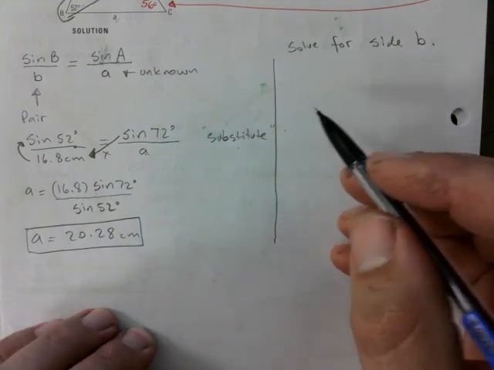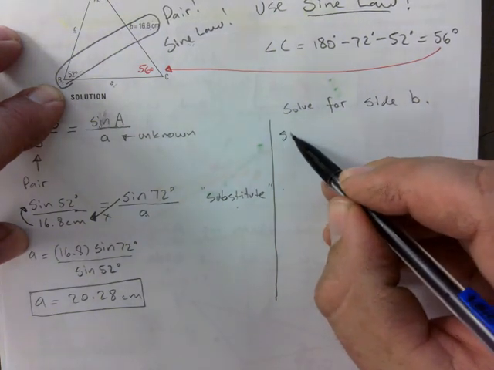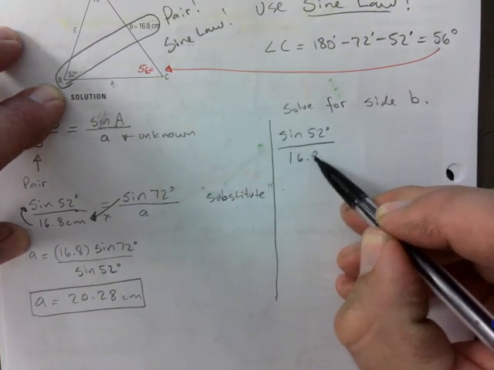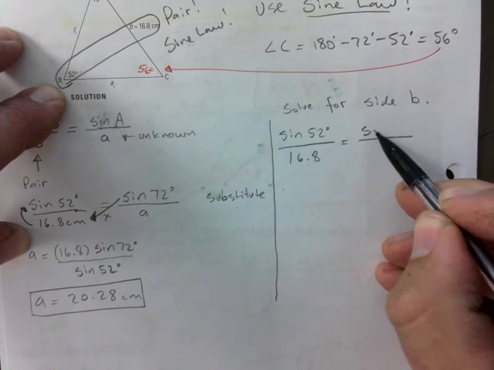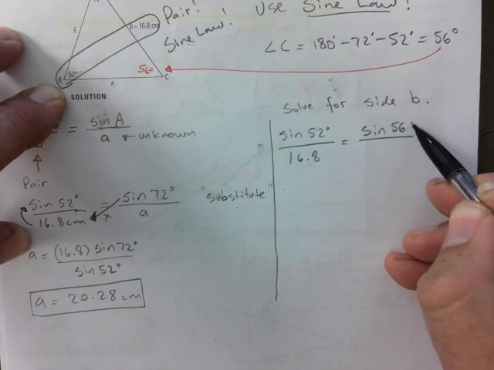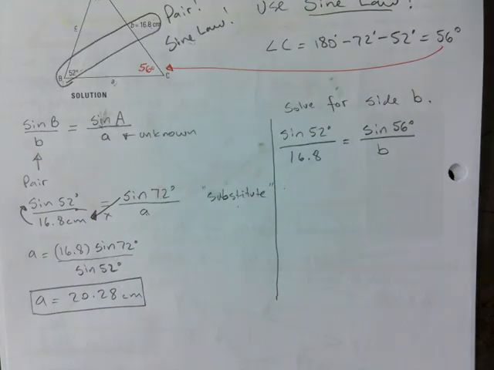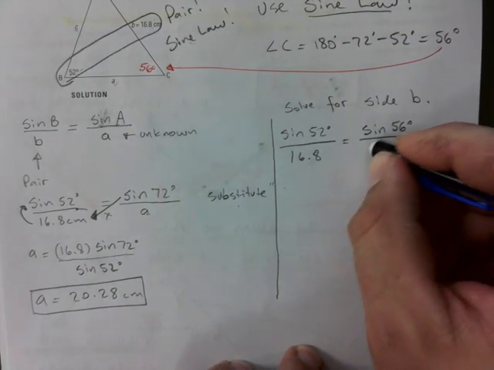Guess what I'm going to do, guys? I'm going to use the pair, sorry, this pair is still true. So I'm going to start off with that again. But in this case, I'm going to use sine of 56, and I'm going to solve for B. Oh, sorry, you're right. Thank you for stopping me.